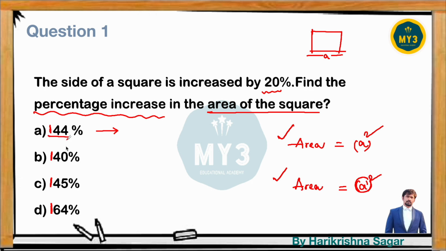Whether it is the initial area or final area, the value must be a square number. Look at 144, 140, 145, 164. Out of these numbers, which is a square number? Obviously 144. We all know that. So you can simply eliminate the other options. Like that, you can see applications in different problems of arithmetic, especially percentages, square numbers and cube numbers.